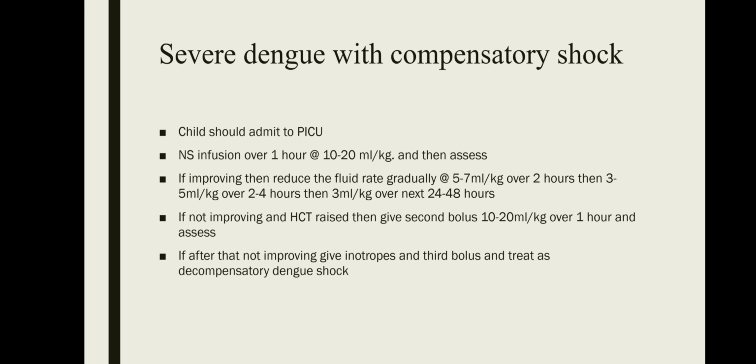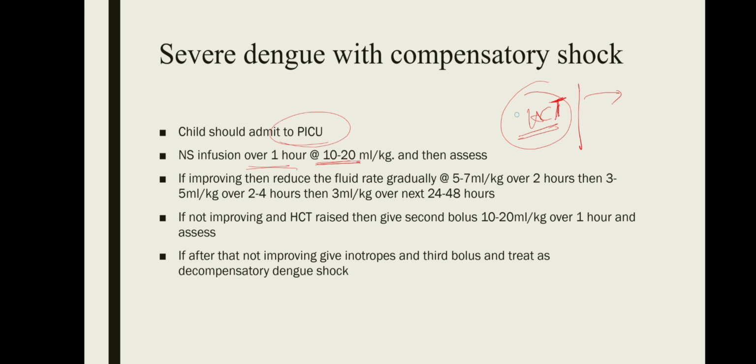In case of compensatory shock, we have to admit the child in PICU, as I said, and we have to give the NS bolus of 10 to 20 ml per kg over 1 hour. So first we give the bolus of 10 to 20 ml per kg over the first 1 hour, and then assess the vital parameters. What are the vital parameters we have to assess? I will discuss later on. After assessment, we have to do the hematocrit after 1 hour. Hematocrit is the first laboratory finding, and all the other vital parameters are very much important.